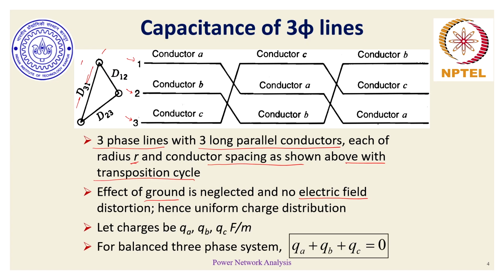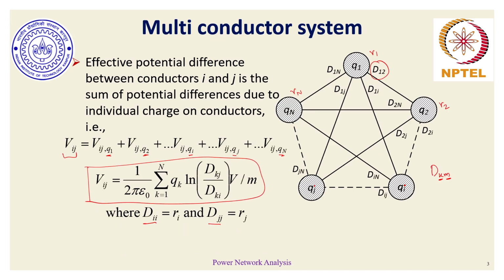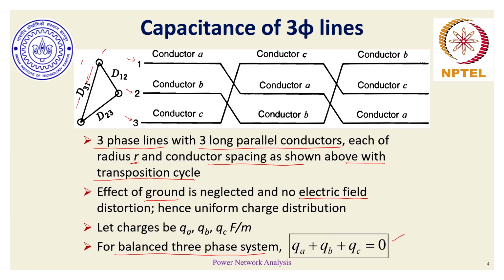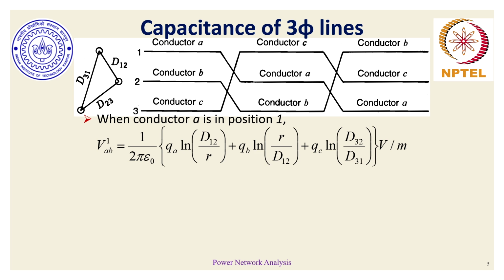Since we are considering our system to be operating in balanced conditions of a balanced three-phase system, the sum of instantaneous currents has to be 0. On similar lines, the sum of instantaneous charges should also be 0. So QA plus QB plus QC is equal to 0. Now, if we have to find the value of capacitance, as I indicated, we will heavily be relying on this particular potential difference expression. So let's see how this potential difference expression can help in evaluation of capacitance of three-phase lines. We'll go one by one.